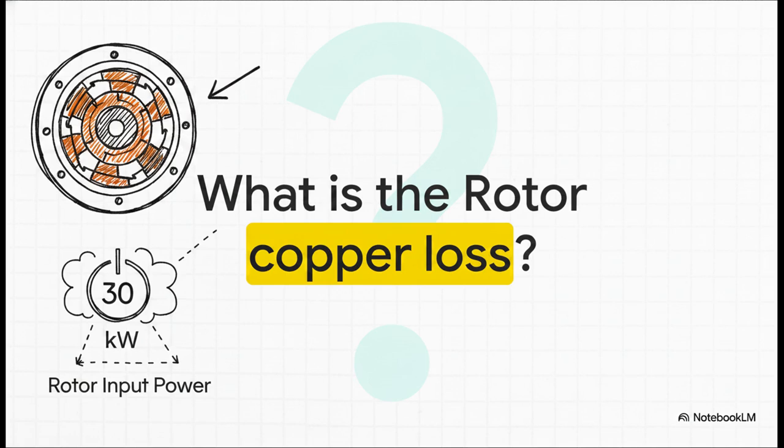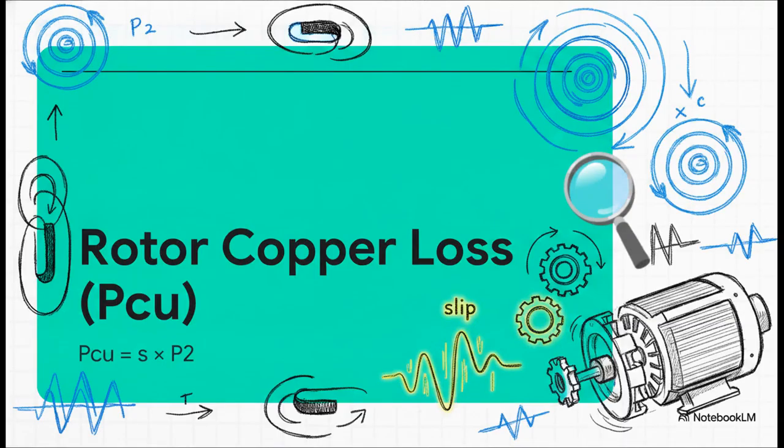Finally, we have to ask, what is the rotor copper loss, designated as P_CU? And remember, the original prompt gave us one final clue for this. We're supposed to assume a 30 kilowatt rotor input power. What's really fascinating here is how that slip variable shows up yet again. It is incredibly foundational to the operation of an induction motor. It dictates not just speed and frequency, but also power lost as heat. So the formula is just rotor copper loss equals slip times the rotor input power.